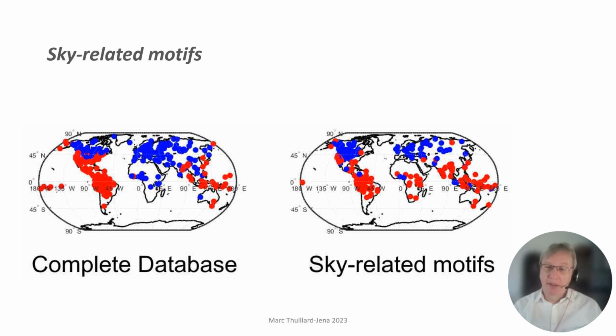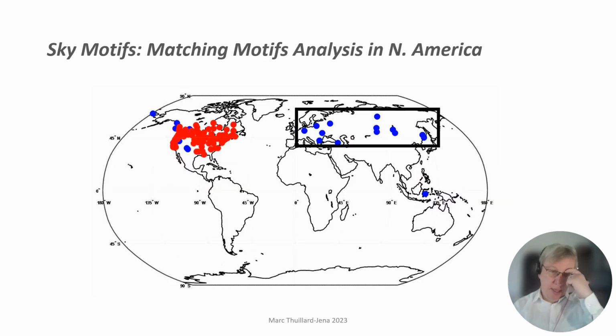Because it's very important that our classification method can be validated. There are methods described again in the book to know if the results we're getting make sense and can be validated. Now, if you look at the sky motifs in America, you find through matching that they match mostly to motifs in Eurasia.